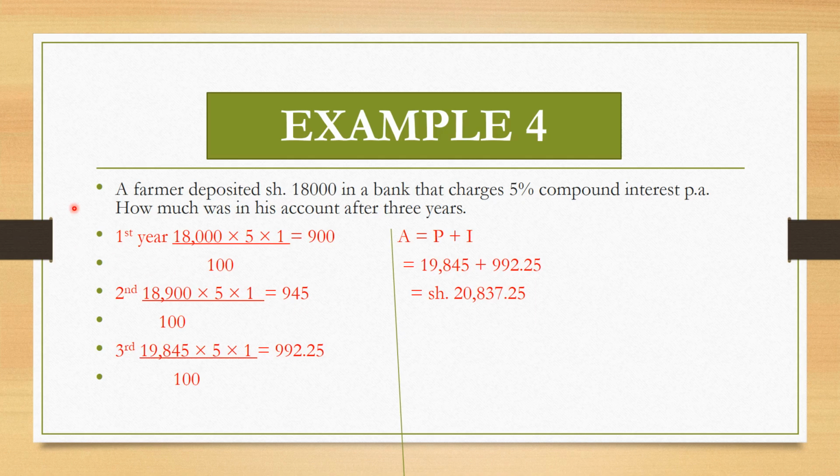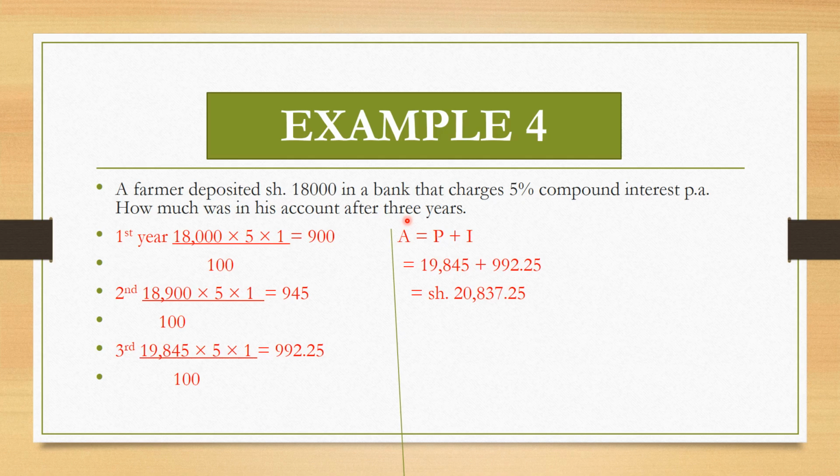So let's start. A farmer deposited 18,000 in a bank that charges 5% compound interest per annum. How much was in his account after 3 years? So I'm finding amount after 3 years. And a clever pupil will know that 3 years now it is times 1 times 1 times 1. There is no place where I've told you to multiply by 3. Interest is calculated per year. That's the difference between compound interest and simple interest. In simple interest, you just multiply by 3, no problem. But in compound interest, per year. So times 1 times 1 times 1.